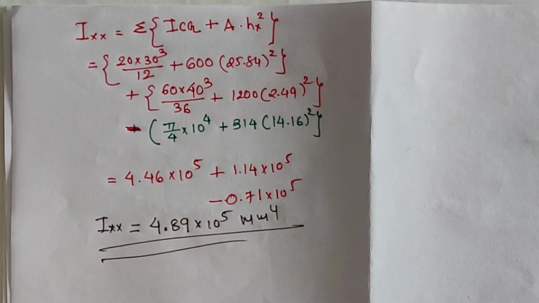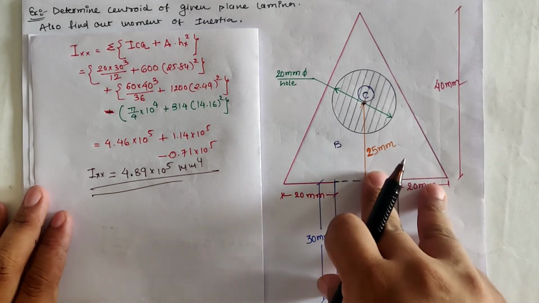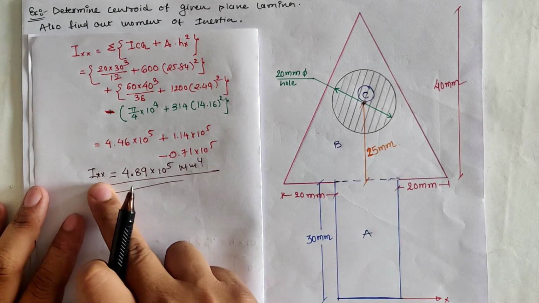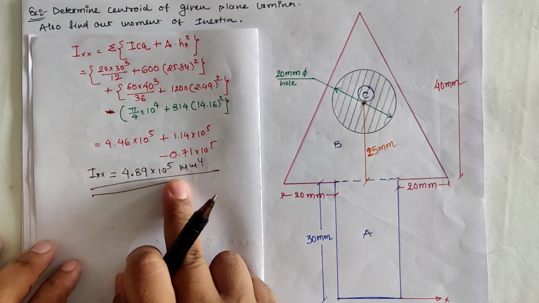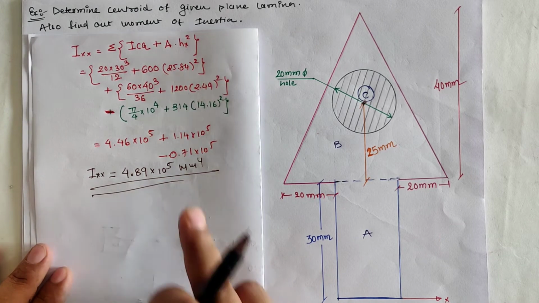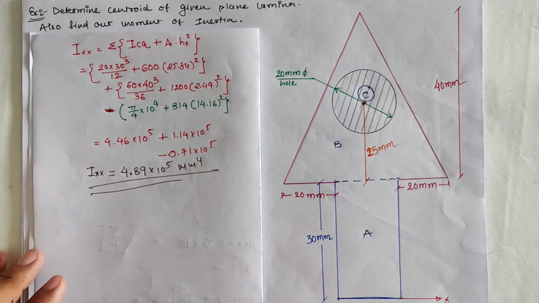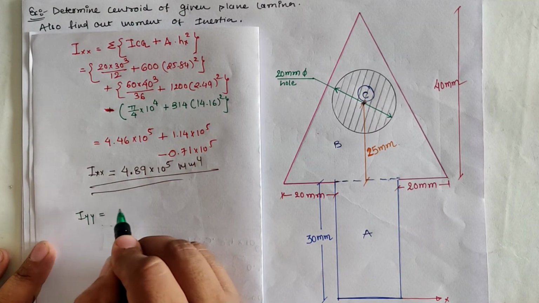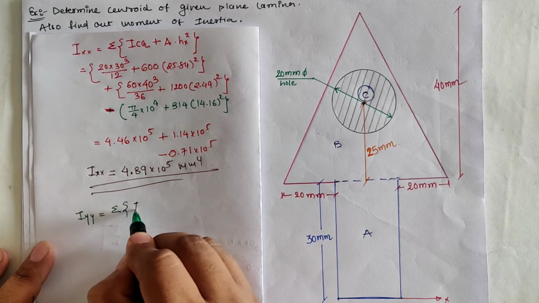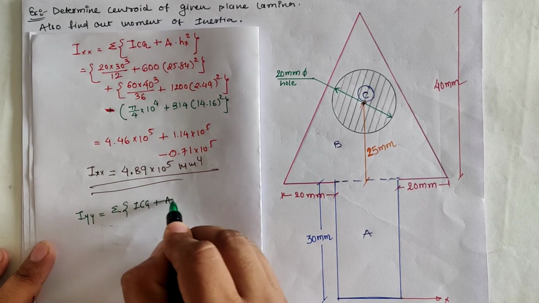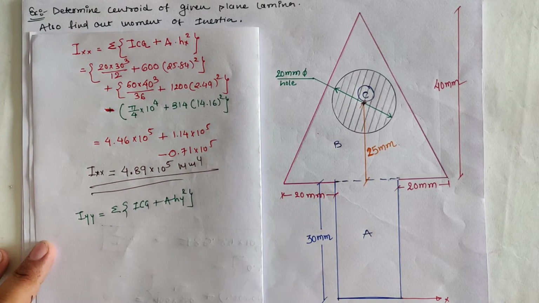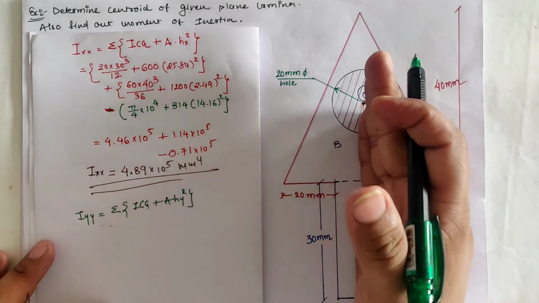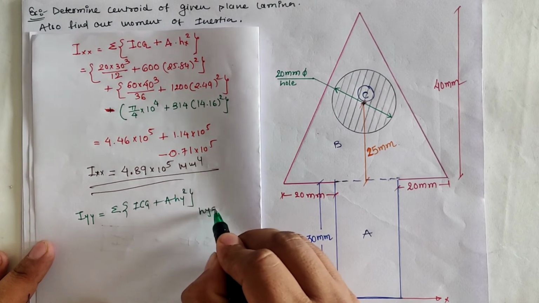So for the given lamina, the moment of inertia with respect to x axis is 4.89 into 10 raised to 5 mm raised to 4. Now we have to calculate the moment of inertia with respect to y axis. So using the same equation of the parallel axis theorem, the value is... now we know that the given figure is symmetrical about the y axis, hence the hy value is 0.